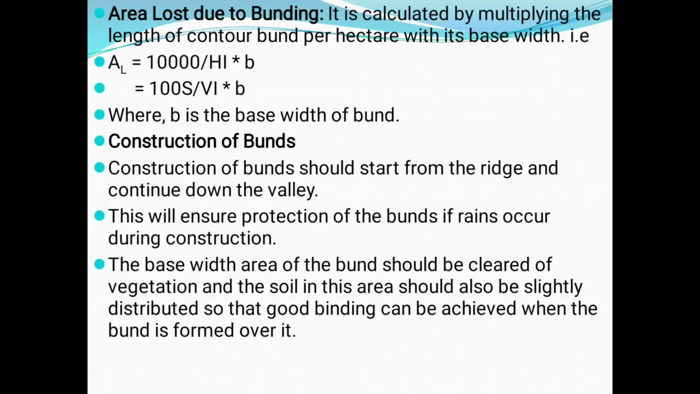Next one is construction of bunds. In construction of bunds, it should start from the ridges and continue down the valley. This will ensure protecting of bunds if rain occurs during the construction. The base width area of the bund should be cleared of the vegetation, and the soil in this area should also be slightly disturbed so that good bonding can be achieved when the bund is formed over it.